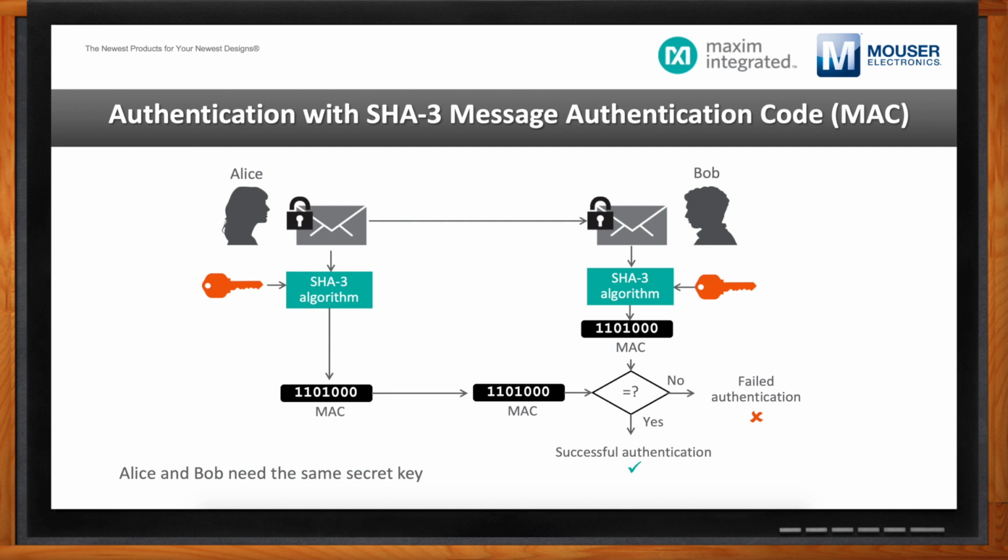So Alice is going to deliver her message and the MAC to Bob. Bob gets that message. Bob has the same key as Alice. Bob processes that message through SHA-3 with his key, which again is the same as Alice's. He gets a MAC output. He also received the MAC from Alice. So now he's got his MAC, he's got Alice's MAC, and does a comparison on those two. If they match, he knows that the message he received from Alice is in fact valid. If not, then there's a problem.